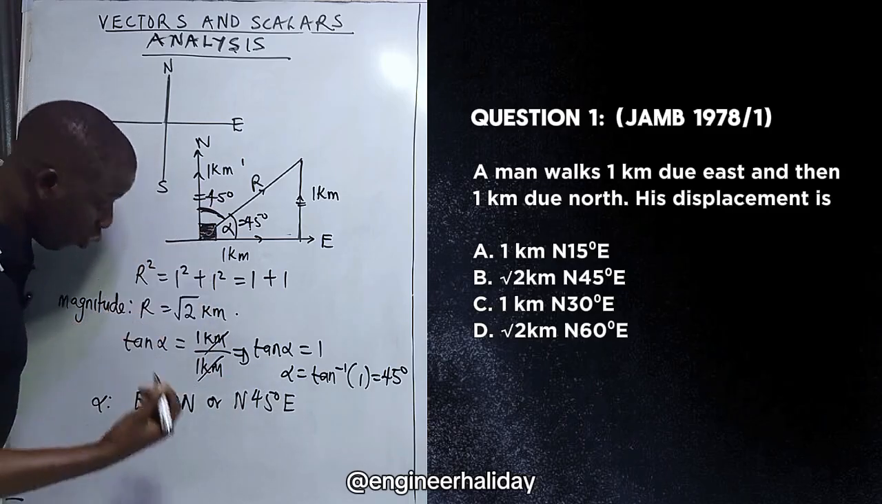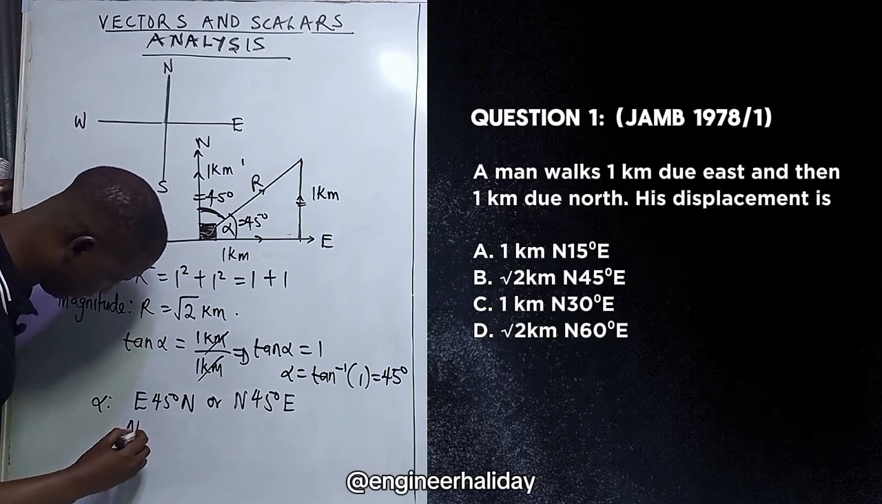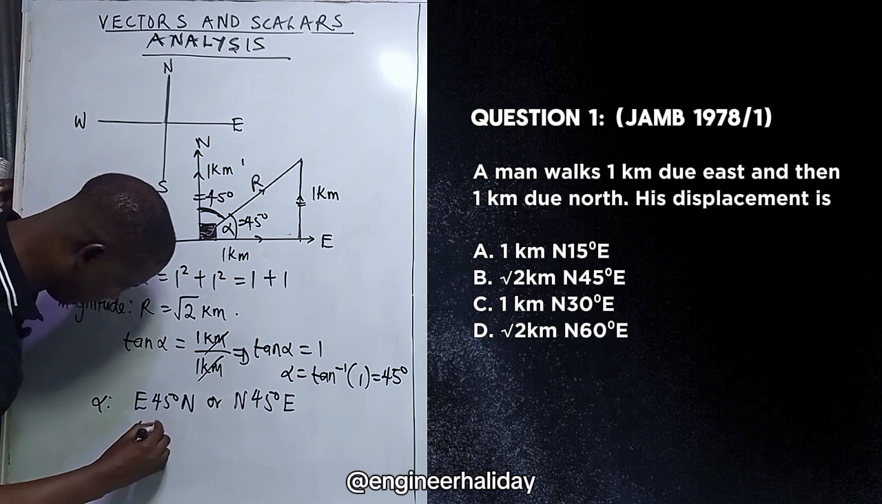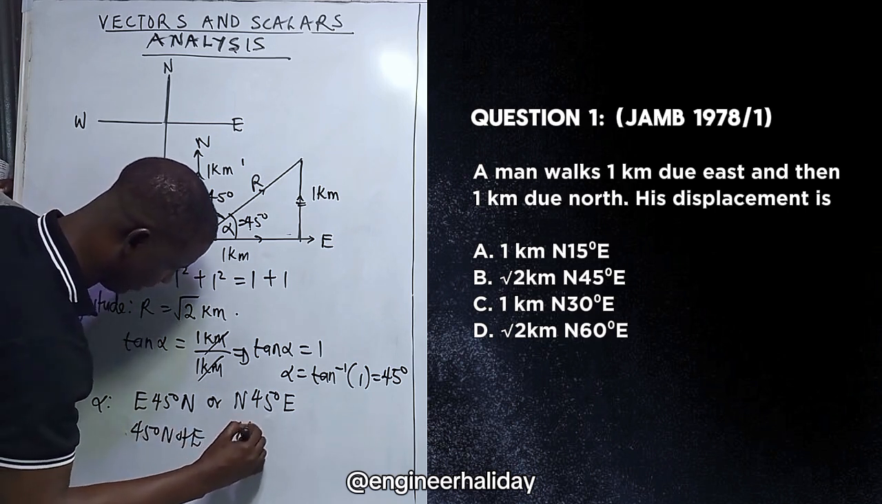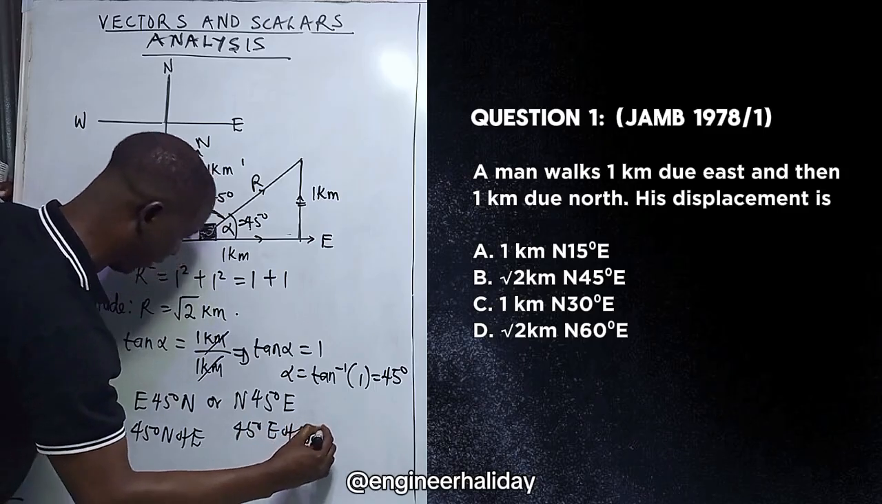Because if you are using this angle, somebody can say you can write it as 45 degree north of east, which is correct. Or we can write it as 45 degree east of north, which is also correct.